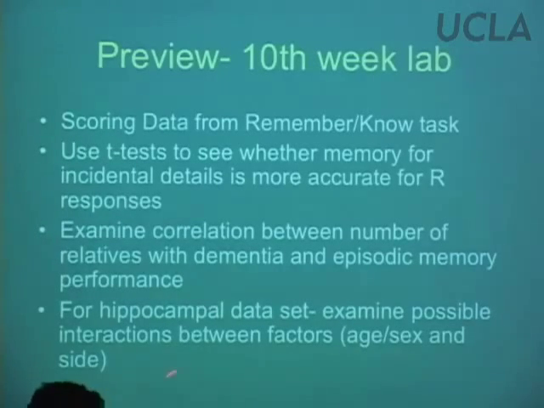And then the third thing we're going to do, or actually the fourth thing we're going to do, is we're going to go back to that hippocampal data set that you've been working with these last couple of weeks and look at possible interactions between factors. So this week you went into a lot of detail with group comparisons. So within subjects, looking at side differences and looking at group differences between sex and age.